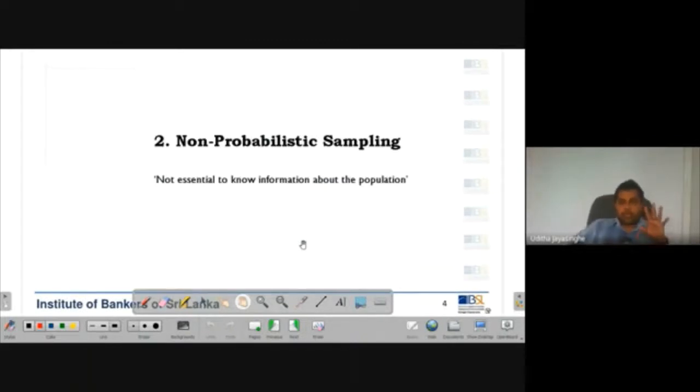The broader idea of non-probabilistic sampling, students, is that it is not essential to know information about the population. What is this statement going to tell you? That means you don't really have to analyze and understand how many items are in the population, the nature, the geographical dispersion. No, it's not essential. If you know it, that's fine. Knowing the nature of the information on the population, you can still use non-probabilistic sampling, no harm, but it is not essential to know.